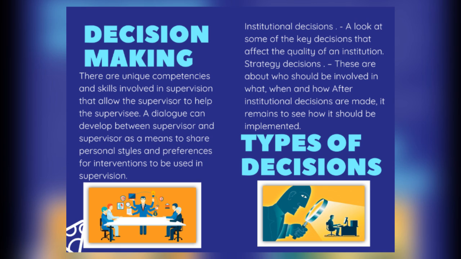Now, we have some types of decisions, like the institutional decisions. I'll look at some of the key decisions that affect the quality of an institution. Now we have the strategy decisions. These are about who should be involved in what, when, and how. After institutional decisions are made, it remains to see how they should be implemented and where. Then we have the administrators' behavior decisions. The administrators must know themselves well, and also others and their own behavior. They need to be able to make decisions about their own response and behaviors, to know why they're administrating or what they're doing.